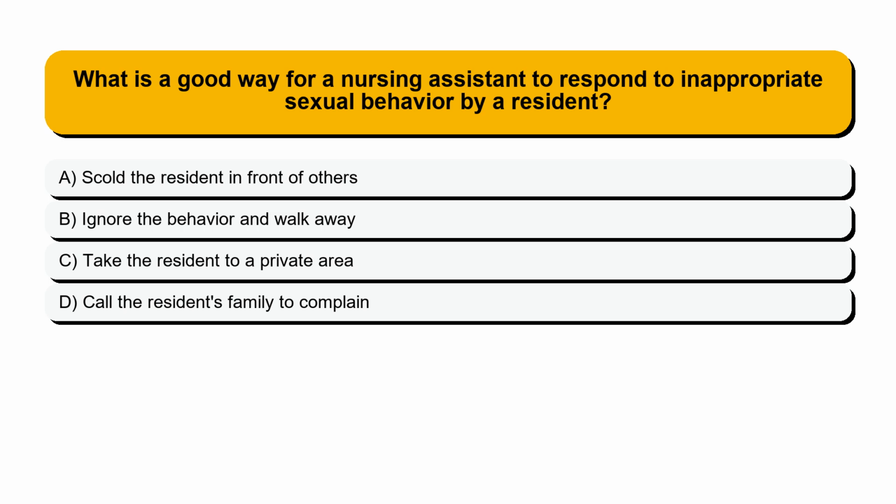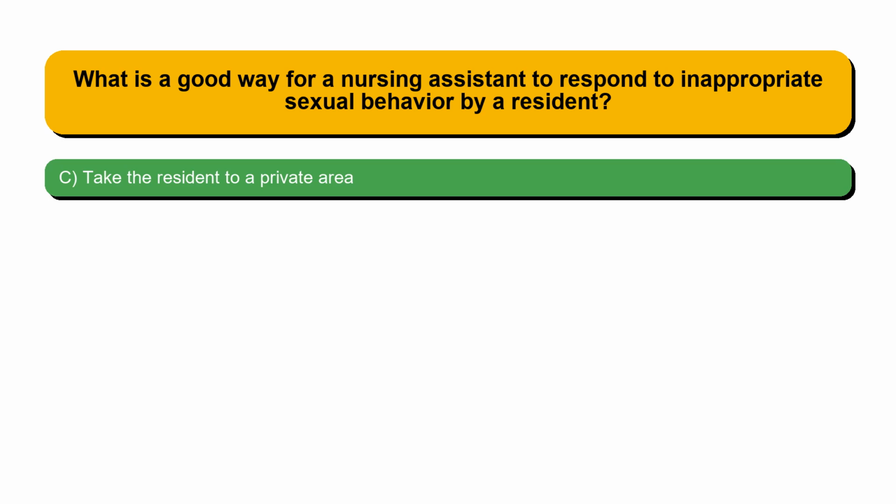Question 100. What is a good way for a nursing assistant to respond to inappropriate sexual behavior by a resident? Option A. Scold the resident in front of others. Option B. Ignore the behavior and walk away. Option C. Take the resident to a private area. Option D. Call the resident's family to complain. The correct answer is option C. Take the resident to a private area.